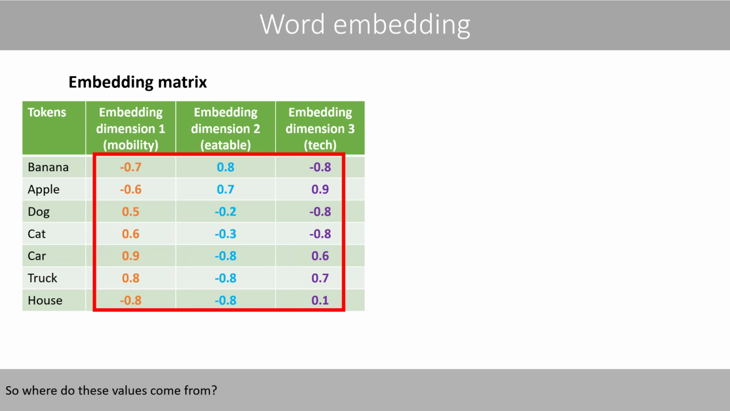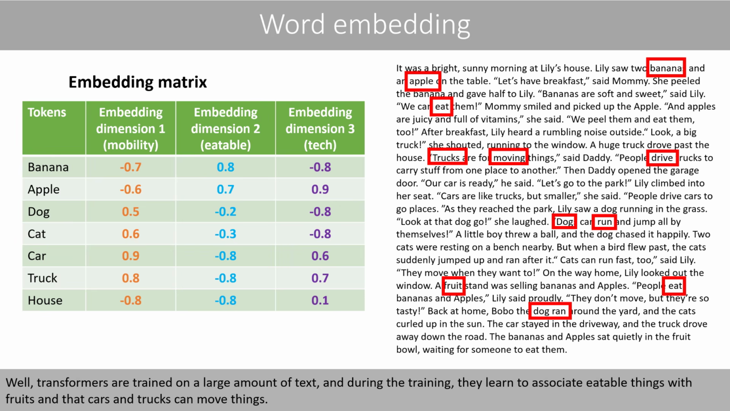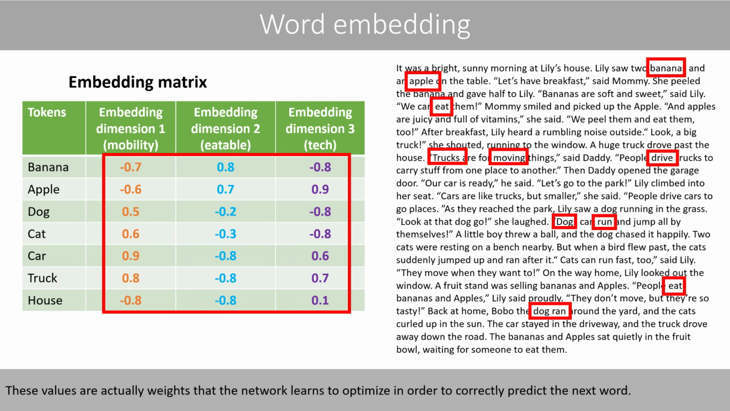So, where do these values come from? Well, transformers are trained on large amounts of text, and during the training, they learn to associate eatable things with fruits and that cars and trucks can move things. These values are actually weights that the network learns to optimize in order to correctly predict the next word.